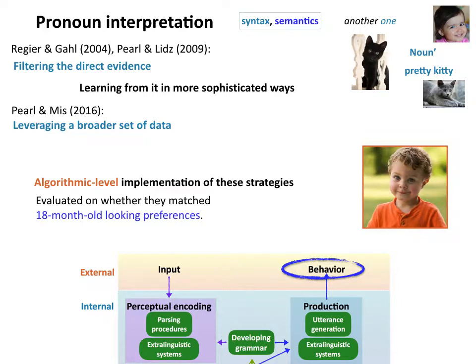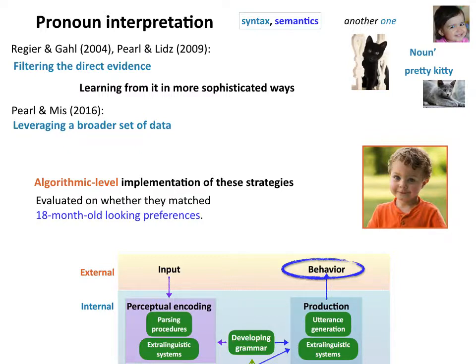So let's talk about model interpretation for these English anaphoric one learning models. And again, there are two general approaches. One is to filter the direct evidence, to ignore some of the information in the direct evidence. And the other option was to learn from a broader set of data.